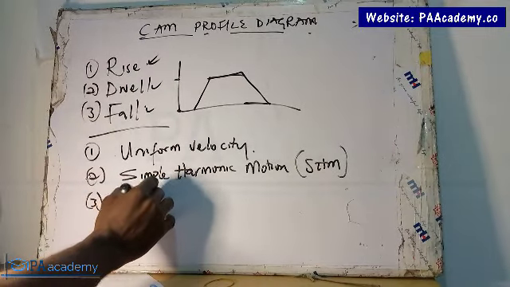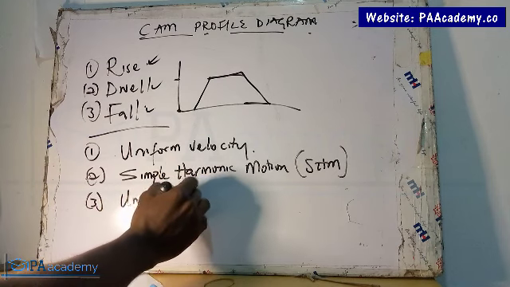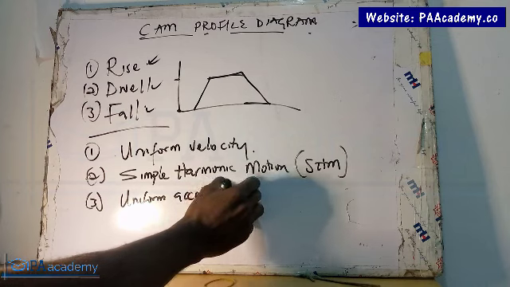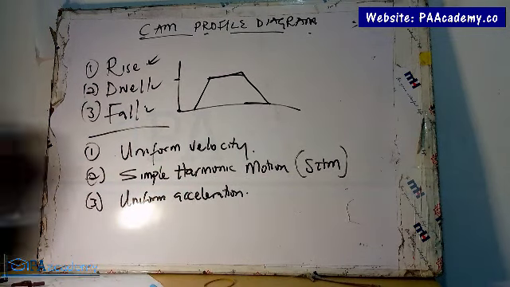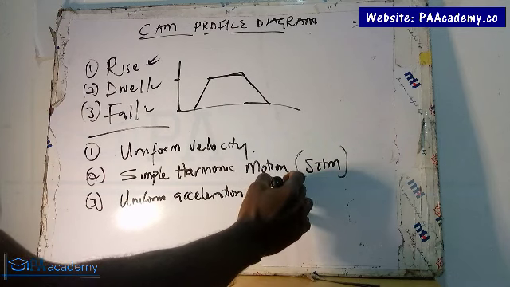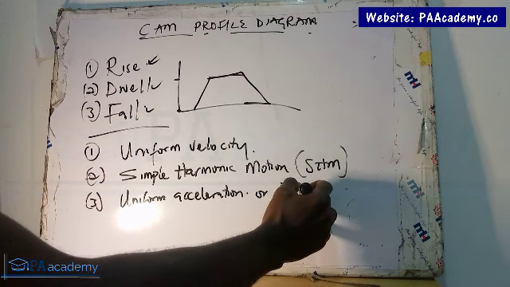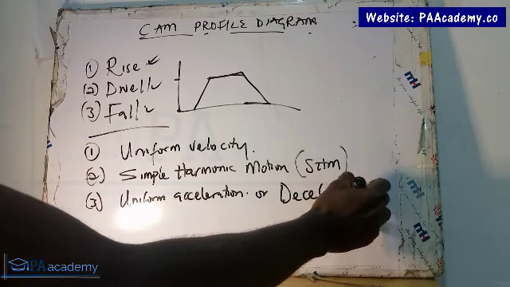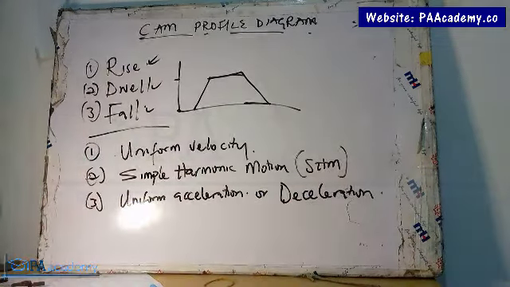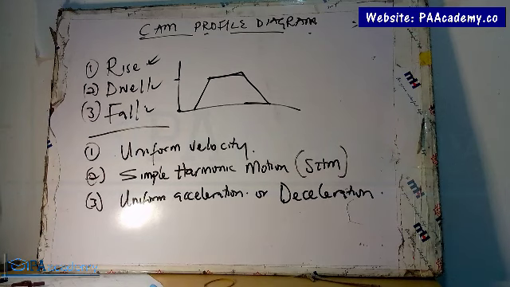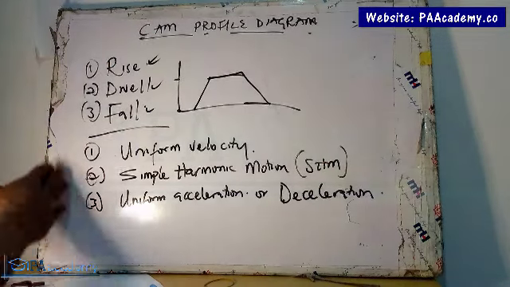So that's uniform acceleration. So when it is uniform acceleration, that means it is rising, or deceleration, that is when it falls. So these are all the things that, if you can understand some of these things, then you'll be able to answer or draw any question under this CAM profile diagram. So when it is rising, it is going up. When it dwells, that means it's going on a horizontal line straight. And then when it falls, that means it's coming down from a particular height.